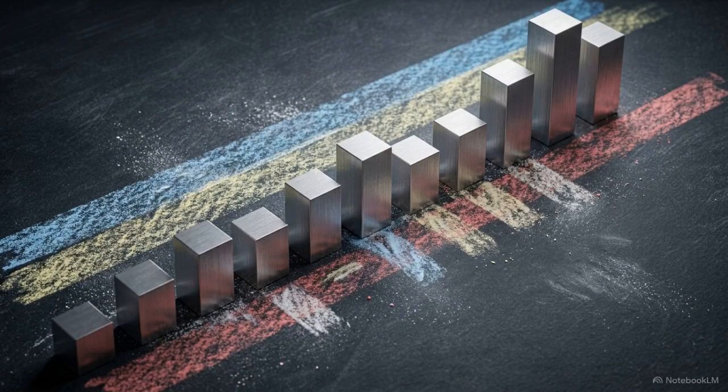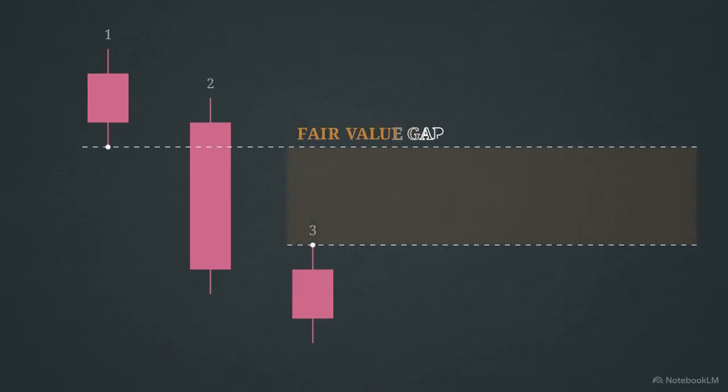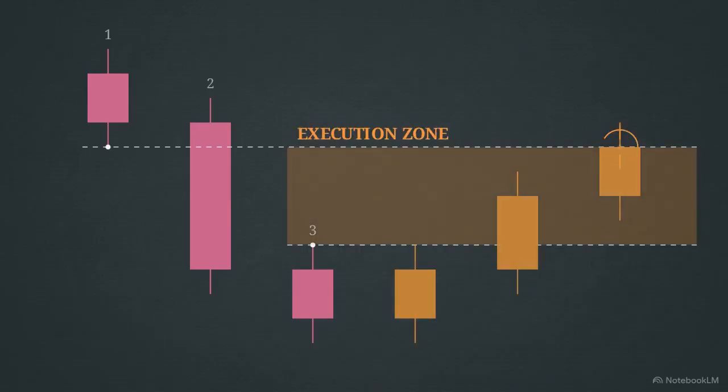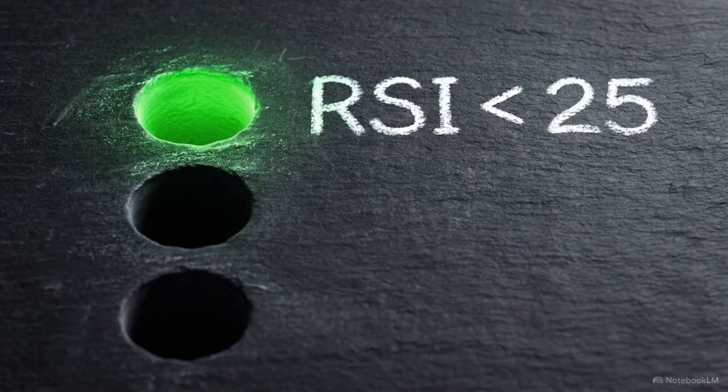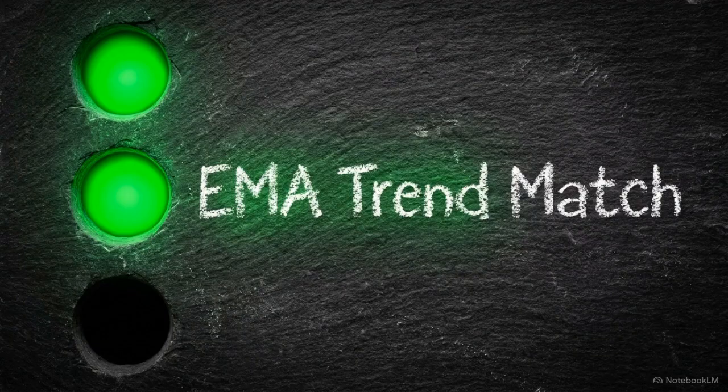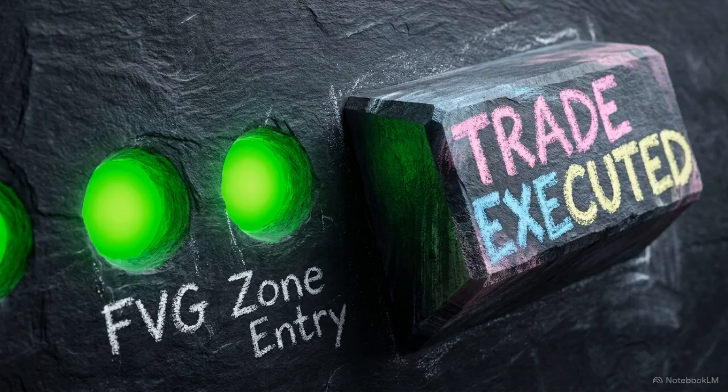Finally, we introduce structural price data into the model. We use unfilled fair value gaps, areas of rapid institutional buying or selling, as precise execution zones. A profitable intraday algorithm relies on this exact confluence: tightened RSI thresholds, exponential trend alignment, and structural institutional footprints.